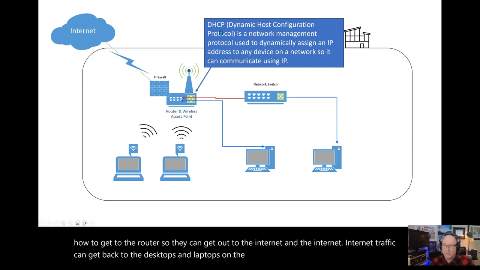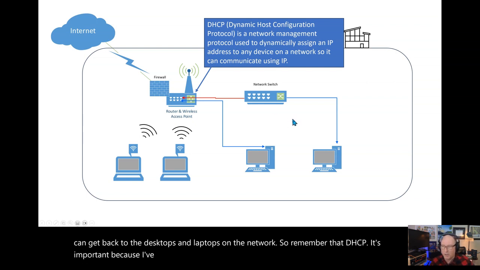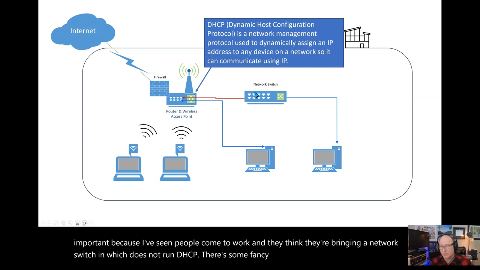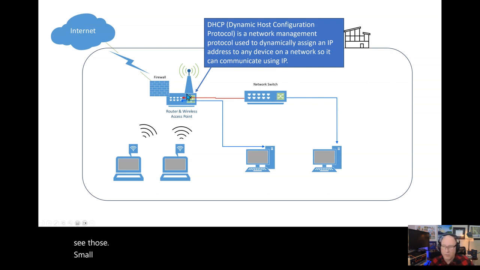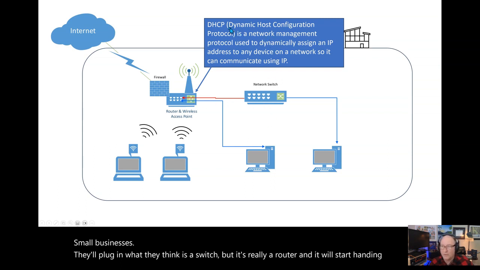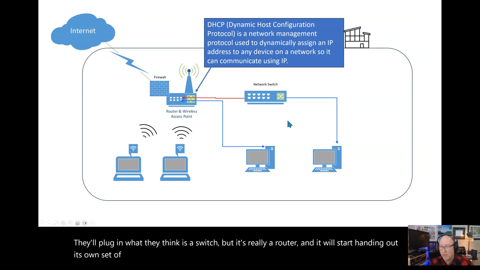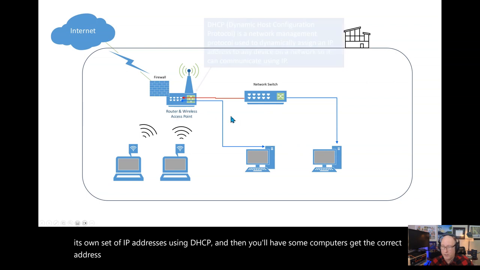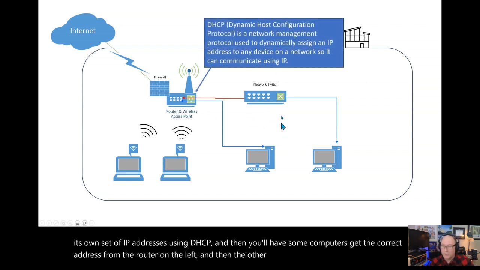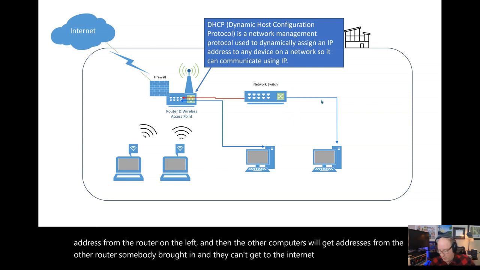So remember that DHCP is important, because I've seen people come to work and they think they're bringing a network switch in, which does not run DHCP. There are some fancy ones that do, but you're not going to see those in small businesses. They'll plug in what they think is a switch, but it's really a router, and it will start handing out its own set of IP addresses using DHCP. And then you'll have some computers get the correct address from the router on the left, and then the other computers will get addresses from the other router somebody brought in, and they can't get to the internet. And it'll cause a lot of confusion on the network.